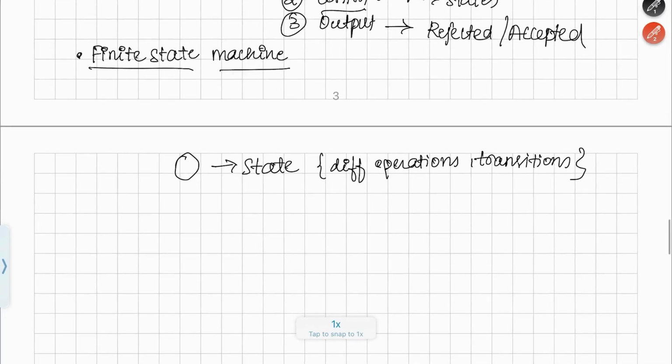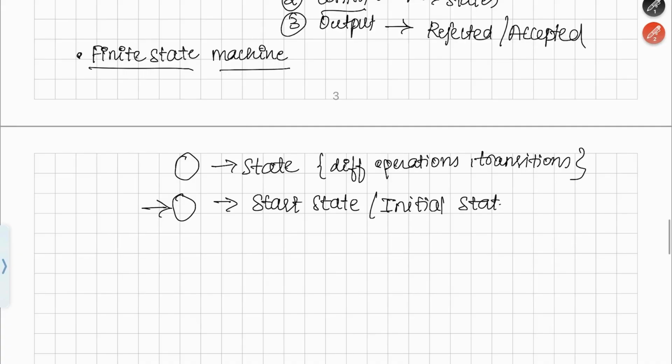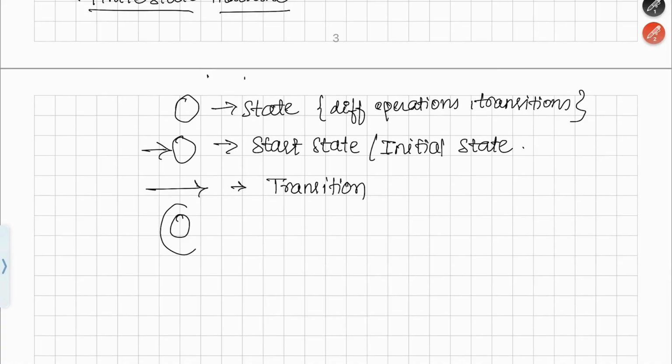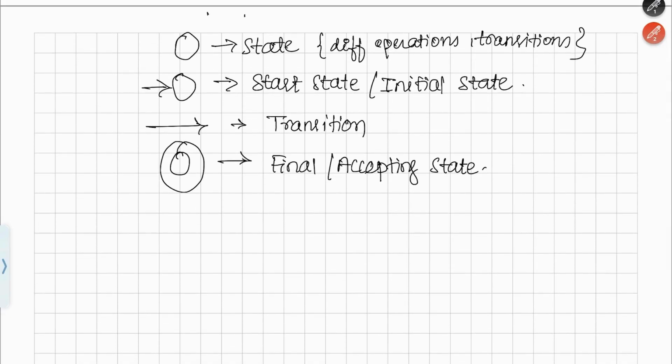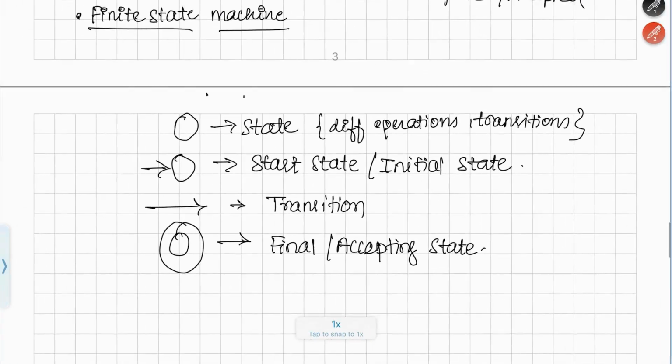transitions happening. Okay, next, if I have a circle and an arrow, then it is called the start state, or the initial state. Then if I have just an arrow, then it is called a transition. What is a transition? Transition is upon a particular input, we move from one state to another state. So this movement from one state to another state is called a transition. Next, if I have a double-circled state, it is called the final or accepting state. So this was about all the basic representations which we make use of in finite automata.